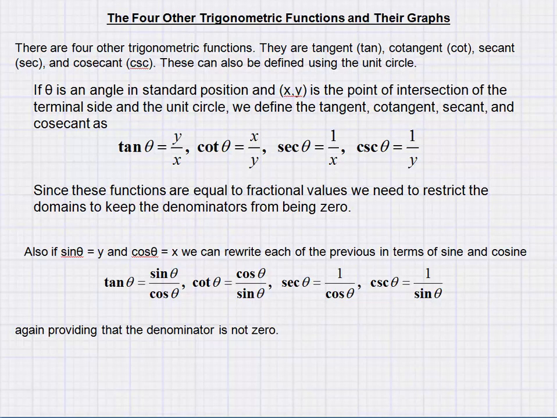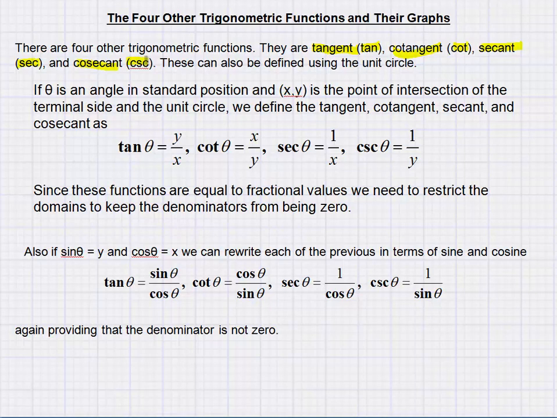So now we know about the sine and the cosine function. We need to learn about the other 4 trigonometric functions, which isn't too bad since we already know the sine and cosine. So there are 4 more trigonometric functions. They are the tangent function, which we abbreviate TAN, the cotangent function, which we abbreviate COT, the secant function, which we abbreviate SEC, and the cosecant function, which we abbreviate CSC.